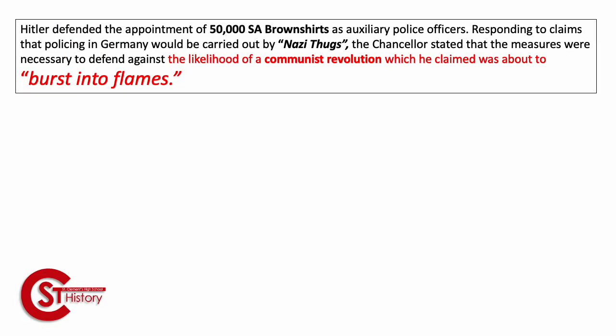Okay, so this is where it gets interesting. And even for those of you who just take things as they are, let's take a look at this. Hitler defended making 50,000 of his SA brown shirts an auxiliary police force, basically supporting the police. So the brown shirts, the thugs, the SA are going to support the police. They're going to act as a police force.